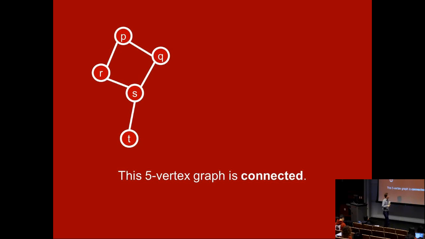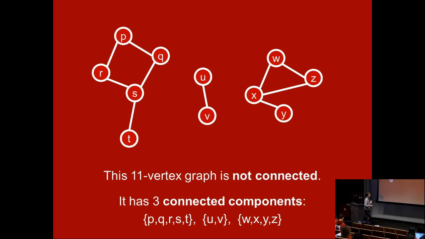So this 5-vertex graph is connected. Every vertex is reachable from every other vertex. Here's a picture of a graph with 11 vertices, and it's a disconnected graph, because, I don't know, S is not reachable from U, for example. What we say about this graph, because it kind of looks a bit like 3 graphs, we say it has 3 connected components. So this set of vertices is a connected component, this set is a connected component, this set is a connected component.